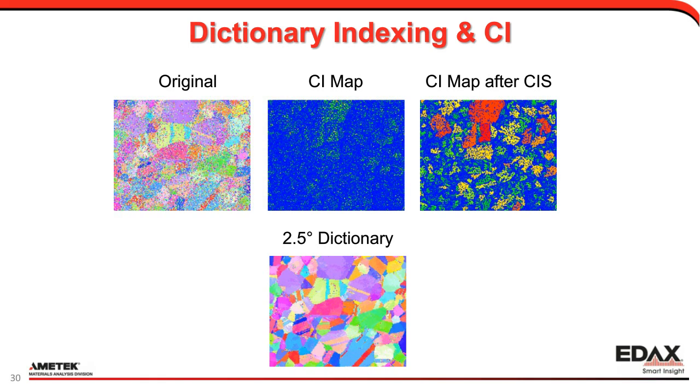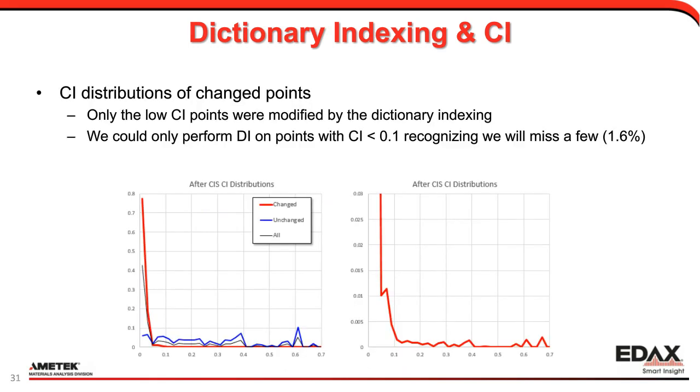I did do CI standardization, which is a technique we can use to upgrade the confidence index based on the neighbors. It doesn't change the orientations, it only changes the confidence index. And we do that to really get a better idea of the confidence index after the fact during some post-processing technique. If you have questions on this, I can send you some good resources to look at. Anyway, my point is I wanted to look at the CI distribution of the points that were changed by dictionary indexing.